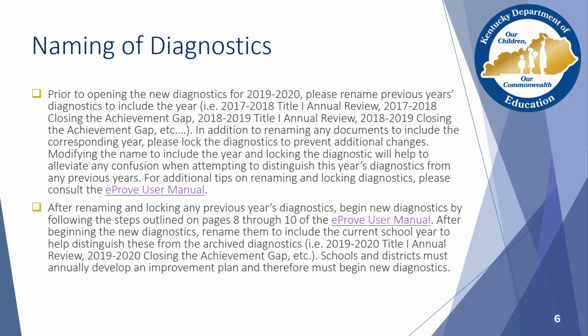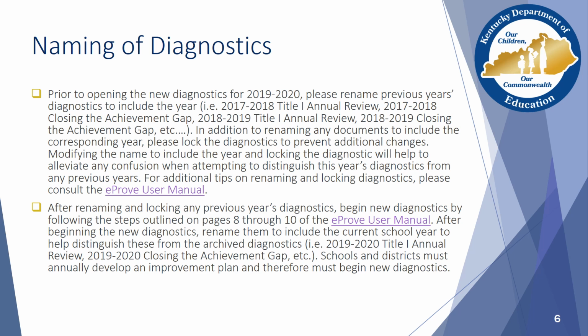Because each district and school has multiple plans in its library, KDE recommends the careful naming of plans to ensure these are easily discernible from one year to the next. Prior to opening the new diagnostics for 2019-2020, please rename previous year's diagnostics to include the year. For example, 2017-2018 Title I Annual Review, 2017-2018 Closing the Achievement Gap, 2018-2019 Title I Annual Review, and 2018-2019 Closing the Achievement Gap, etc.